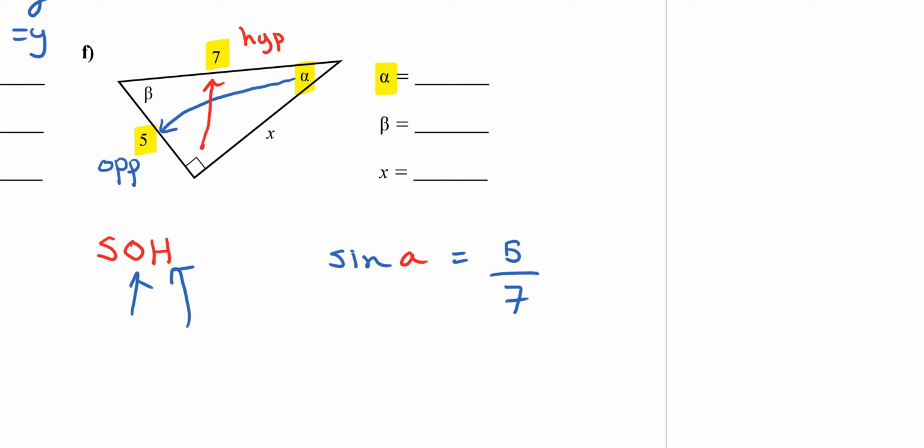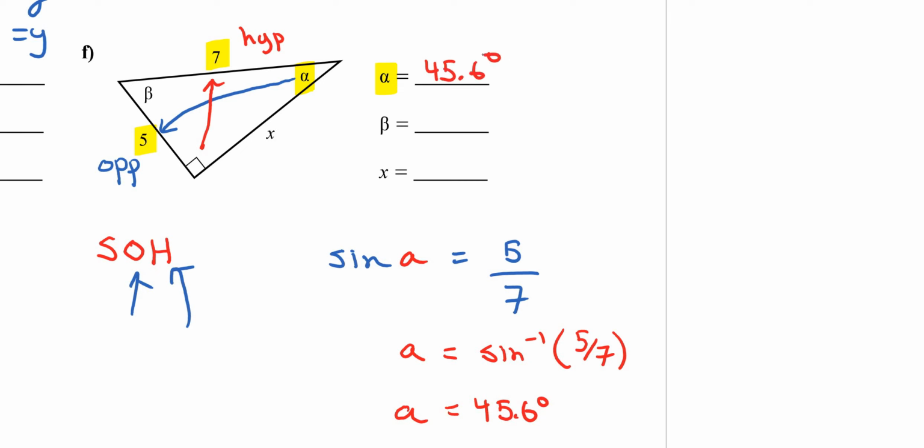And from here, you would just go to your graphing calculator or any calculator device and find angle A. So angle A is really the inverse sine of 5 over 7. So this is very similar to the previous problem. And let me just tell you the final answer instead of bringing up my calculator here. It would be 45.6 degrees. So angle A has a value of 45.6 degrees.